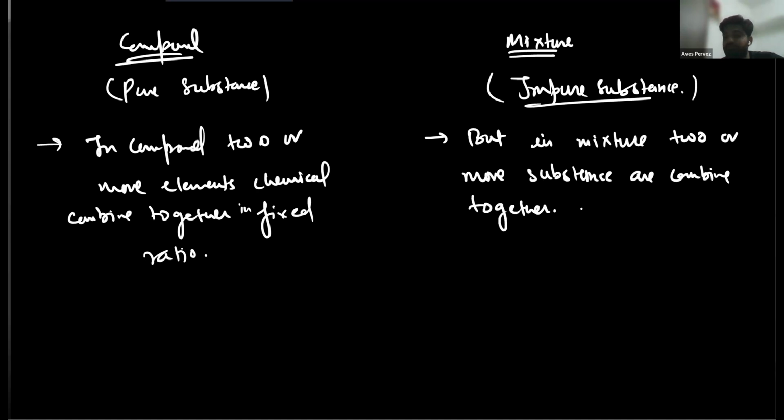Are combined together physically. Okay, got it? Understood? Compounds can be separated by physical methods like filtration, like distillation, like other separation techniques like evaporation. They cannot be separated into their constituents. Now let me explain you.